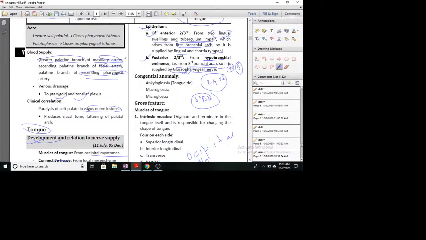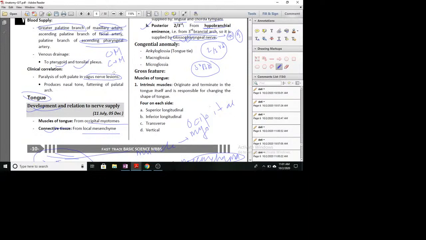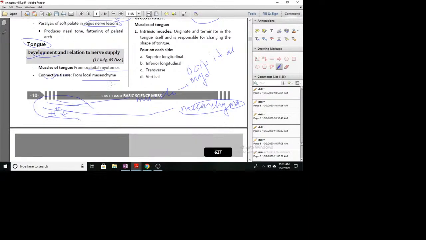Tongue development can be divided into three parts: the muscles, the connective tissue, and the epithelium. Muscle is derived from the occipital myotomes. Connective tissue is derived from the local mesenchyme. Then comes the important part, the epithelium, so we need to go to the epithelium in detail.